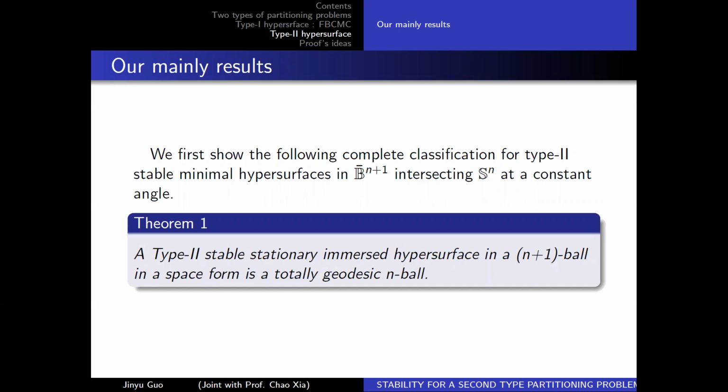Now we introduce our main results. We firstly give the complete classification for type 2 stable hypersurface in a ball. Here, theorem 1: a type 2 stable stationary immersed hypersurface in an n+1 ball in space forms must be a totally geodesic n-ball.